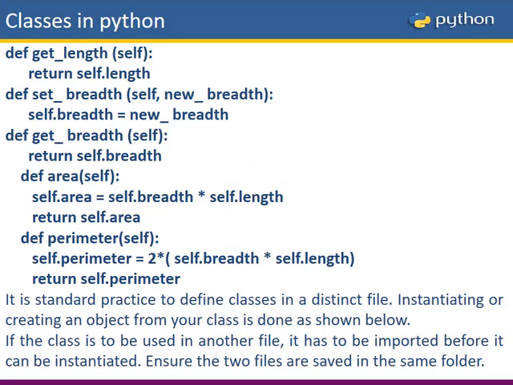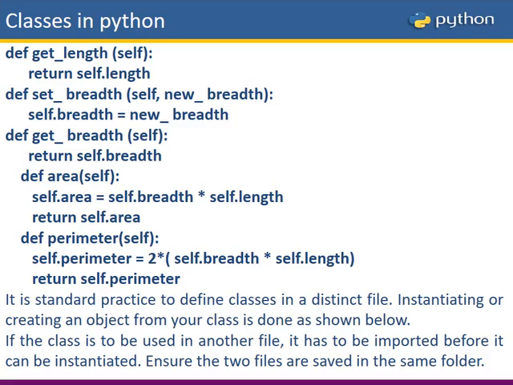So we have def get, the getter method, to access the properties of a class. So def get_length(self): return self.length. So we return the self.length, and we def set_breadth. Those are the properties, the attributes of that class.